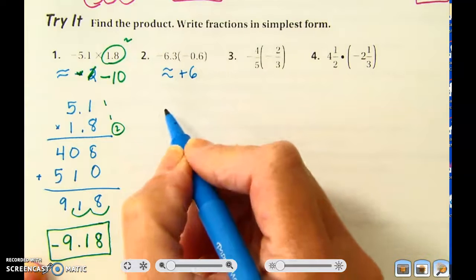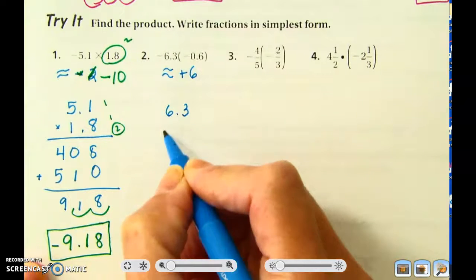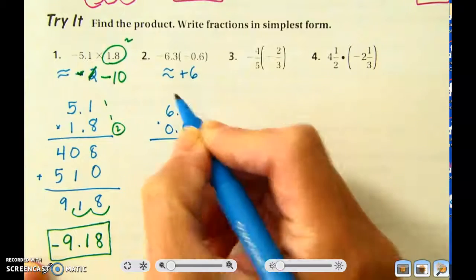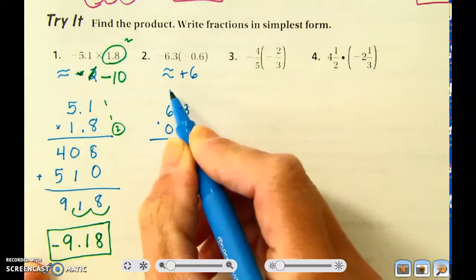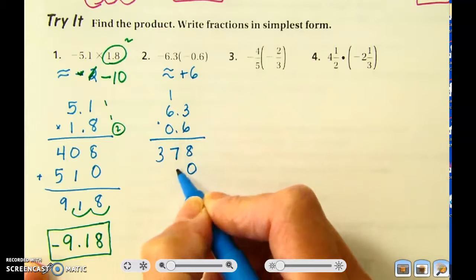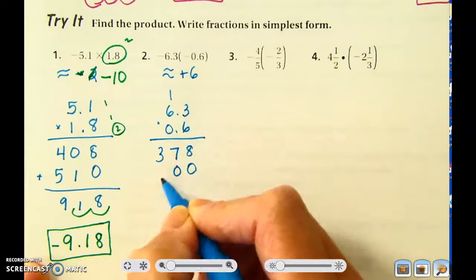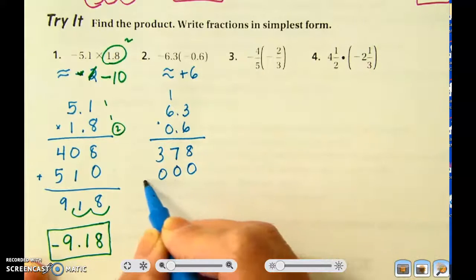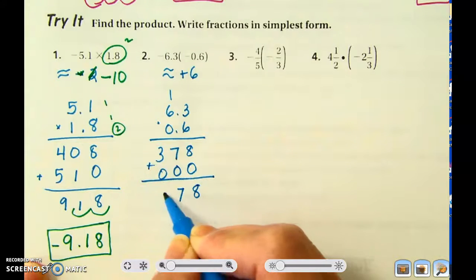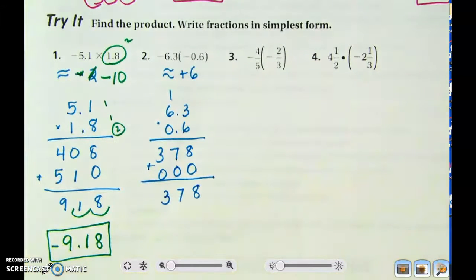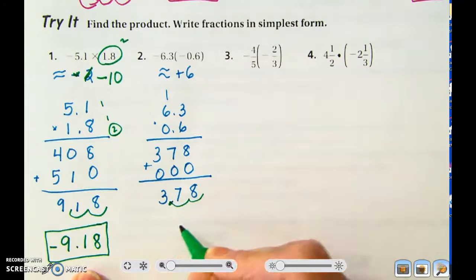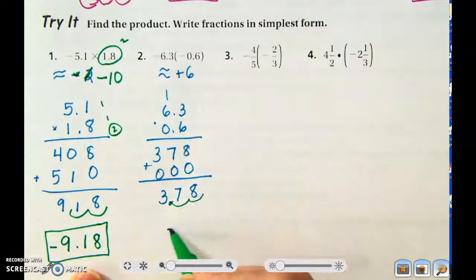All right, let's go ahead and multiply. 6.3, 0.6. 6 times 3 is 18. Carry the 1. 36 plus 1, 37. 0 for a placeholder. 0 times 3, 0 times 6, that's another 0. Go ahead and add 8, 7, 3. And again, I have 2 decimal places. We have that. And we have 2 different signs, so 3.78.